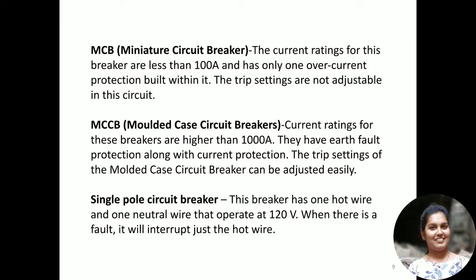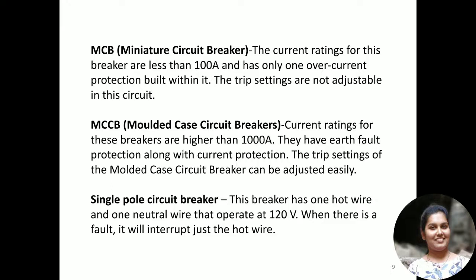Next one is single pole circuit breaker. This is a circuit breaker which has one hot wire and one neutral wire, and operates at 120 volts. When there is a fault, it will interrupt just the hot wire. So it will be made up of two wires. When a faulty condition occurs, one wire will get interrupted. That kind of circuit breaker is a single pole circuit breaker. It is used to operate at 120 volts.